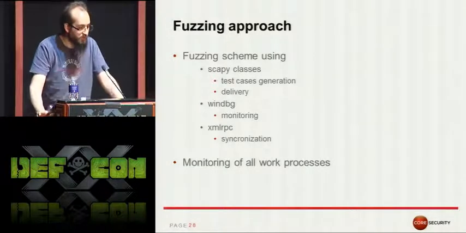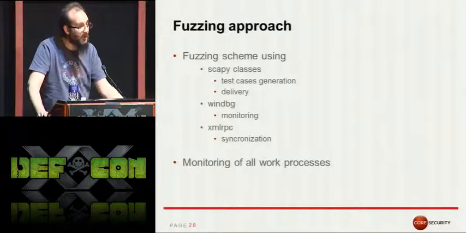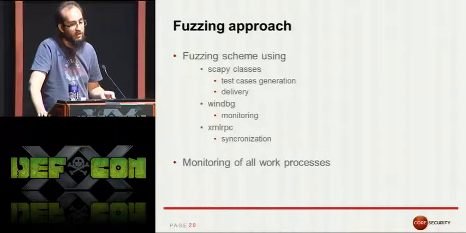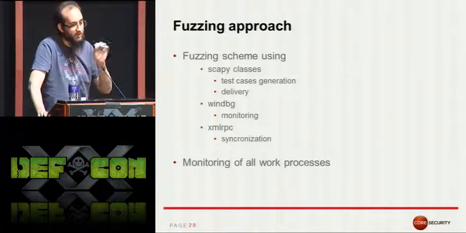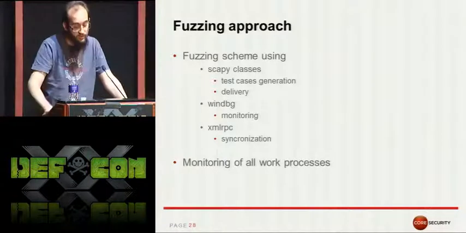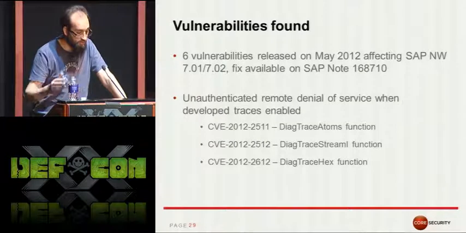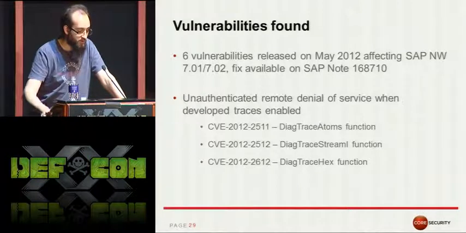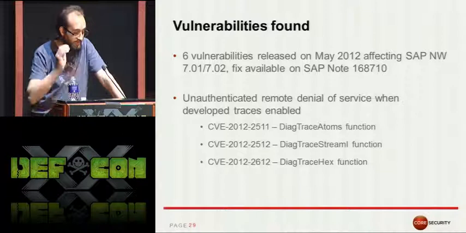The only thing you have to take into account if you are fuzzing an application server is that you have to monitor all the work processes at the same time, because you don't know which of the work processes are handling your request. So using this approach and some manual tests, I found 6 vulnerabilities in the SAP application server. These issues were fixed in May by SAP.